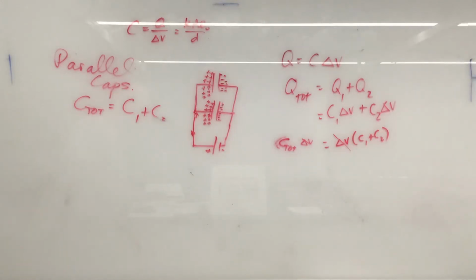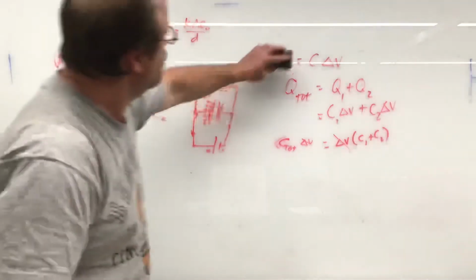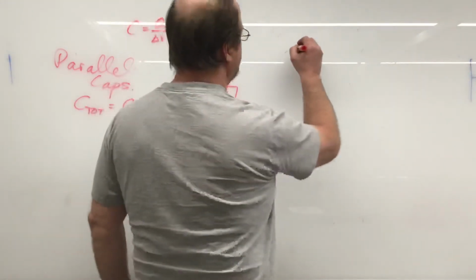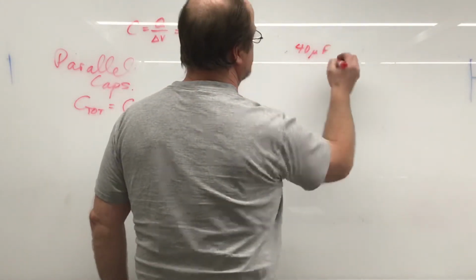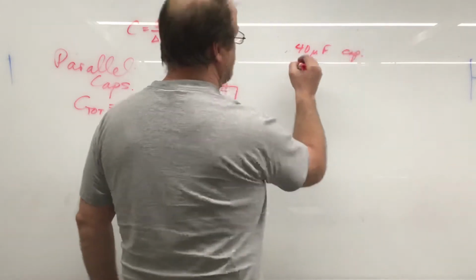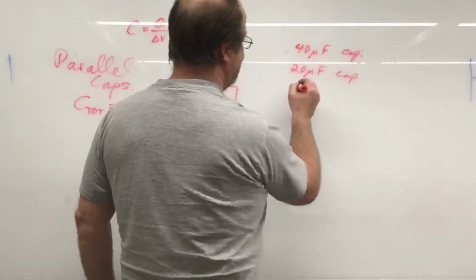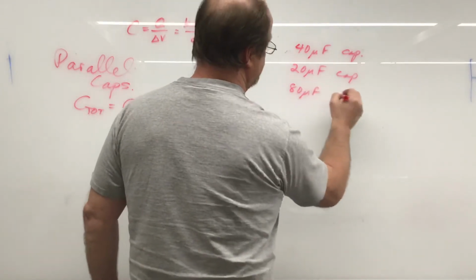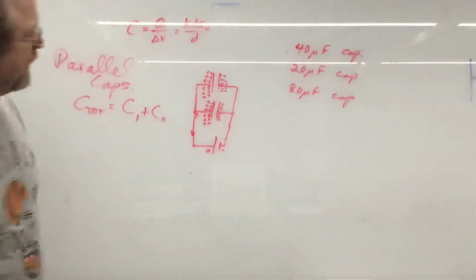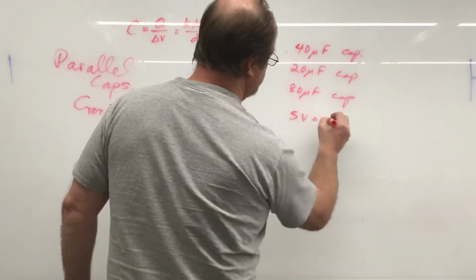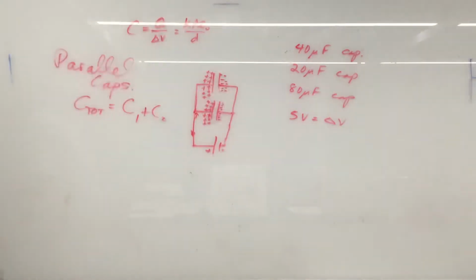Now we can actually do some examples here. Let's say that what we have, say I have a 40 microfarad capacitor, a 20 microfarad capacitor, and an 80 microfarad capacitor. And let's say that my voltage is 5 volts. And I want to know how much charge can be stored here.